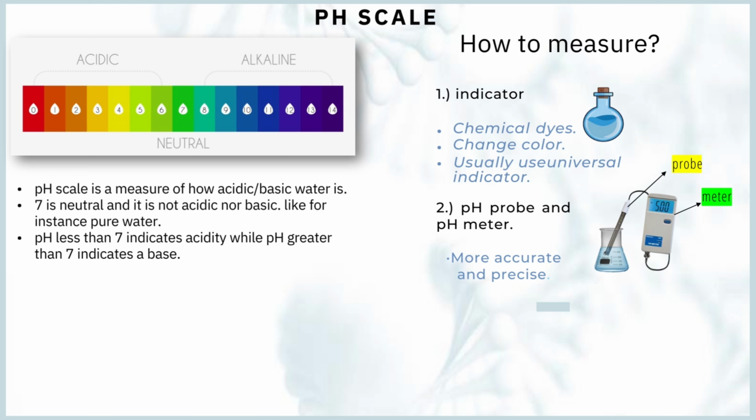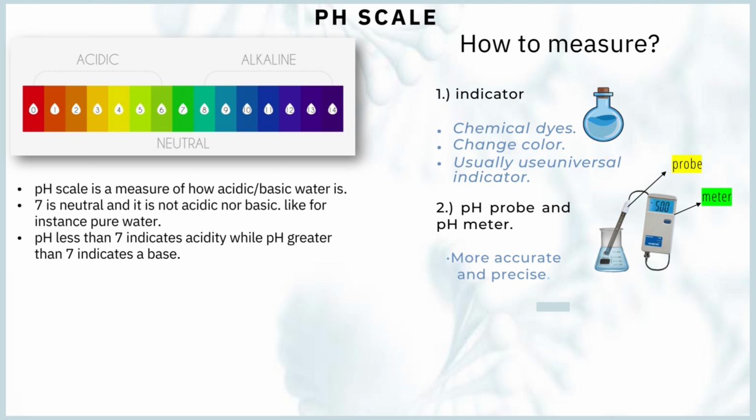The pH scale is just a measure of how acidic or alkaline a solution is, and it is measured on a scale of 0 to 14. Low numbers represent acidity and the high numbers represent otherwise.